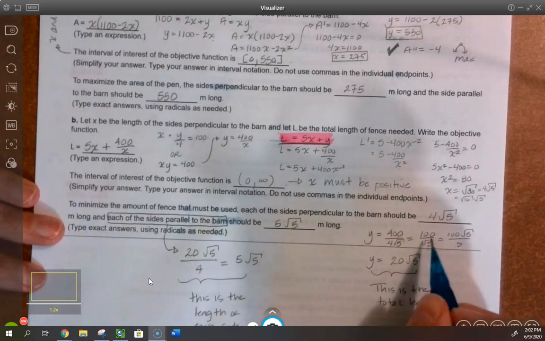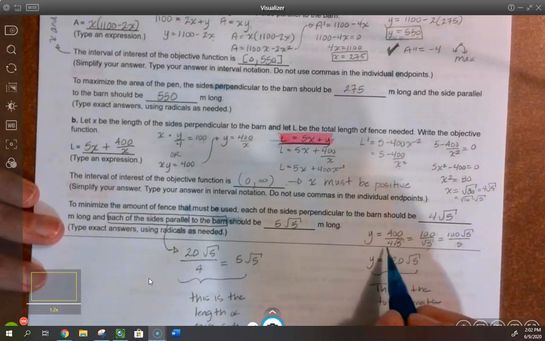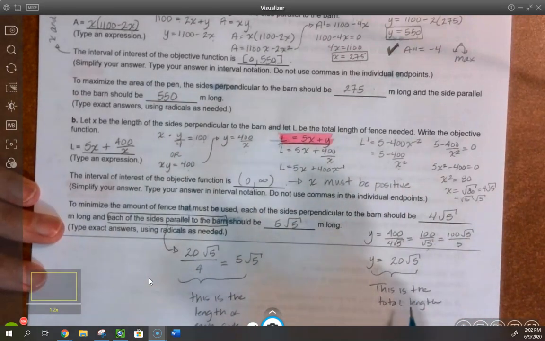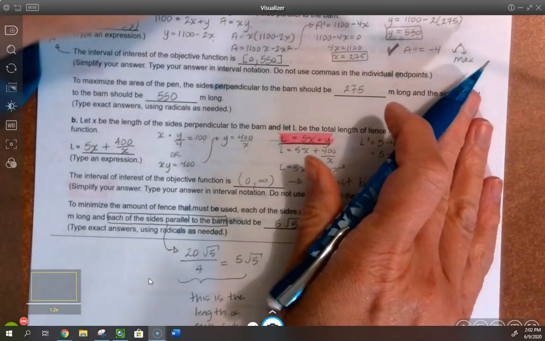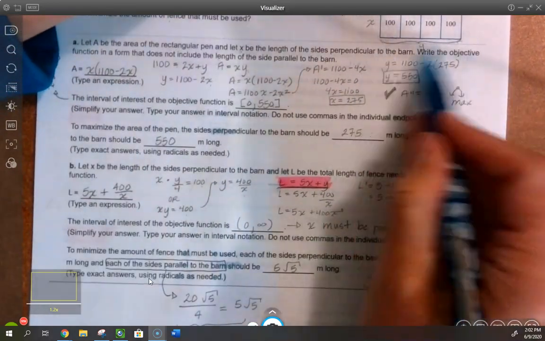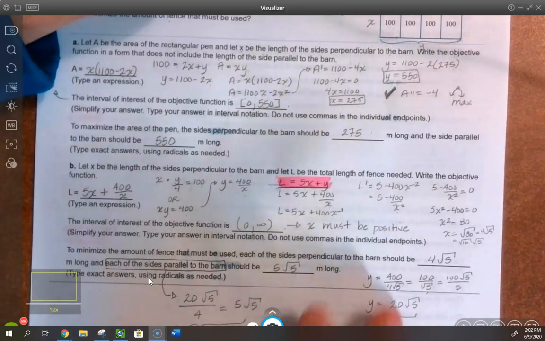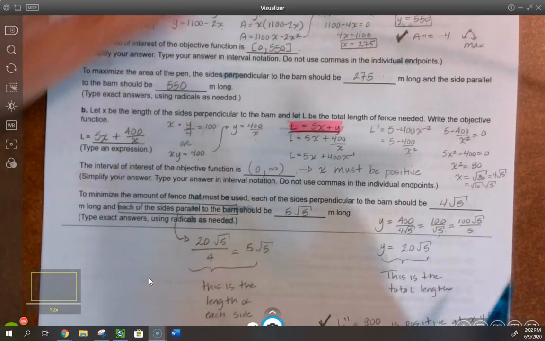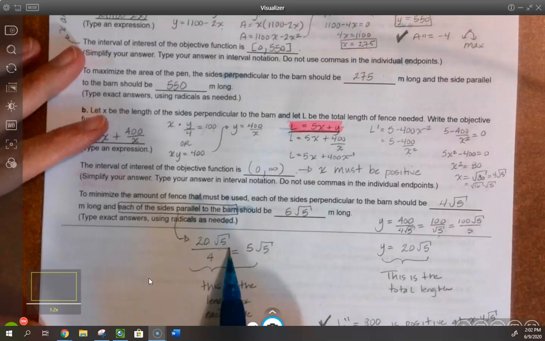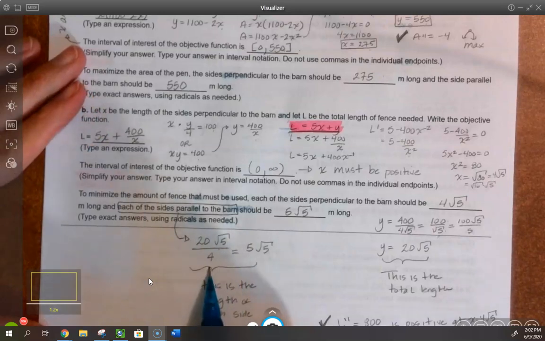Now this is the length of the entire side of that thing. So if I want the length of just one of those little pieces, instead of all of this, I'm going to have to divide it by 4. So over here I took 20 root 5 and divided by 4 and got 5 root 5.